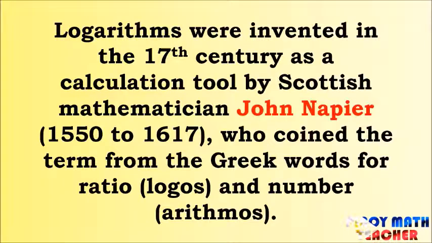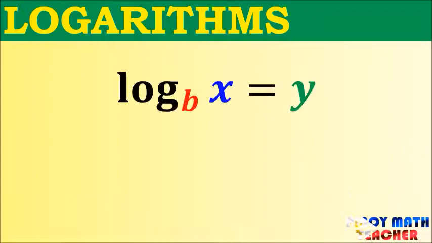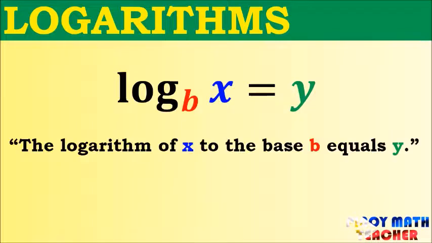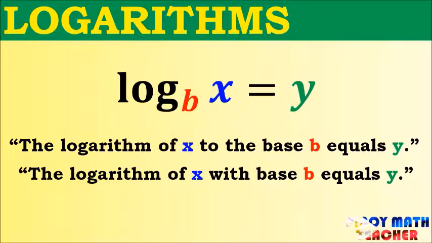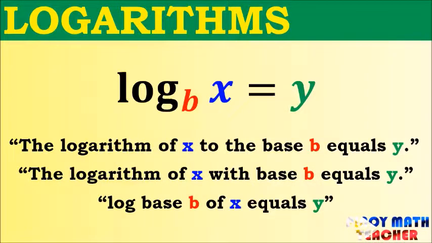Kaunting kaalamat, logarithms were invented in the 17th century as a calculation tool by Scottish mathematician John Napier, who coined the term from the Greek words for ratio, that is logos, and number, that is arithmos. Doon muna tayo sa kung paano itong binabasa. So this is read as the logarithm of x to the base b equals y, or the logarithm of x with base b equals y, or log base b of x equals y.